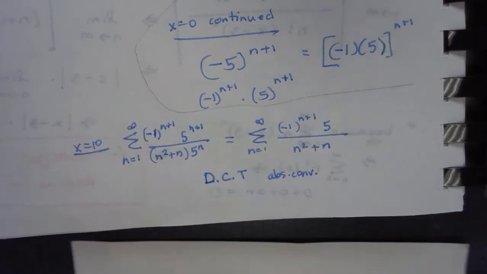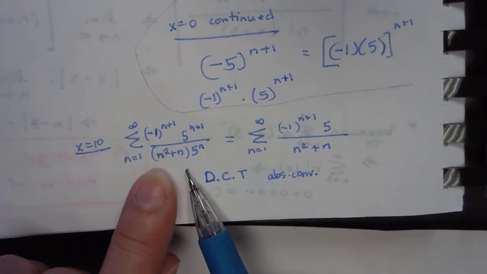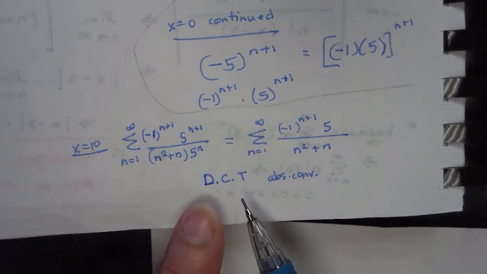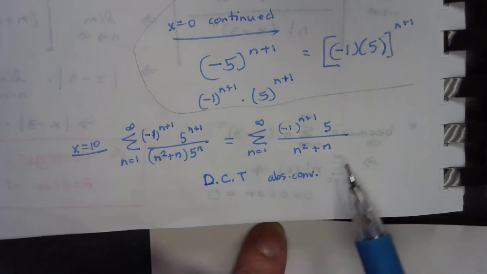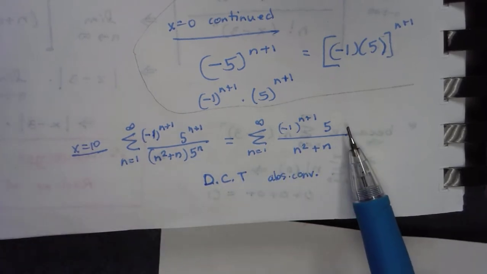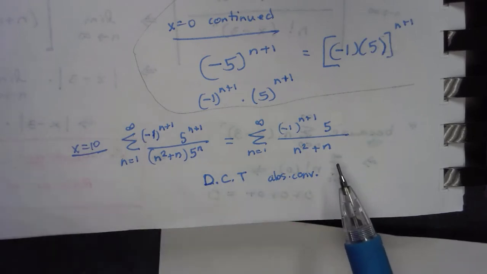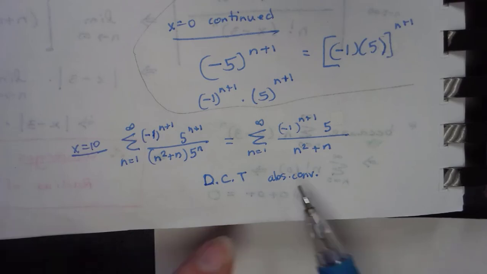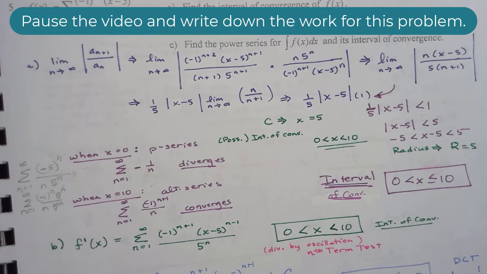Now let's look when x is 10. Again, substituting 10 in gives us this. And again, by the direct comparison test, we have an alternating series that is absolutely convergent by the alternating series test, and then by direct comparison of this with 1 over n squared, we have convergence. Okay, take a moment to write down the work from this example.